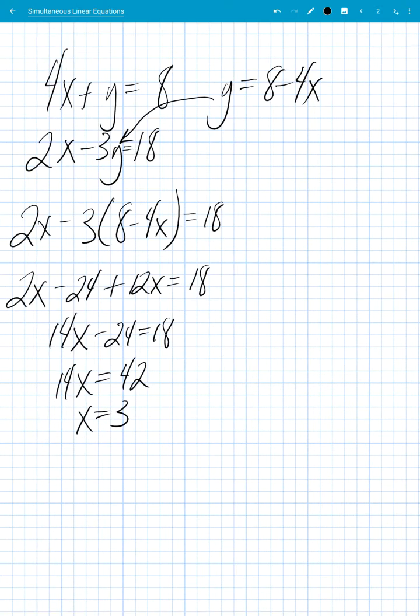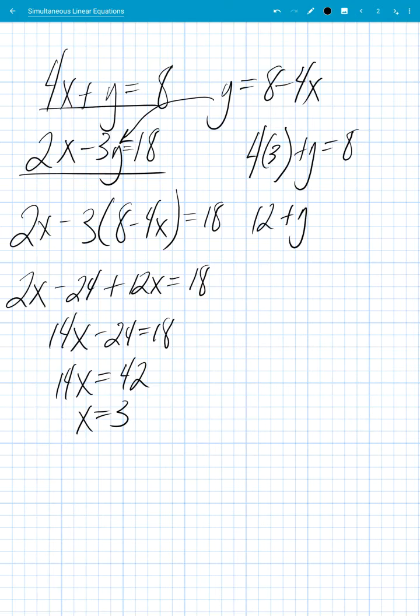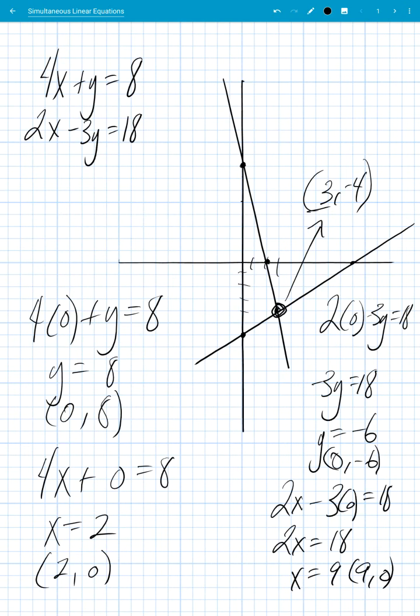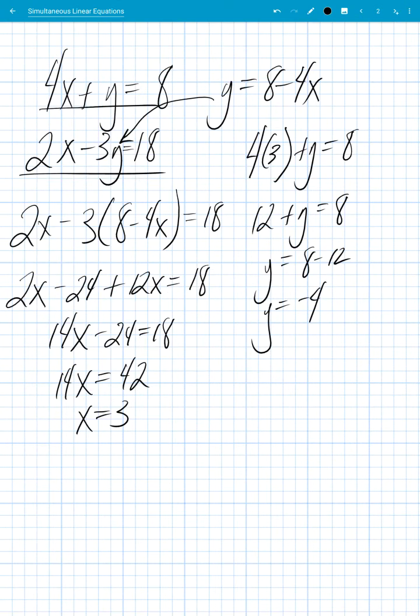I need to see what y is, and I can plug the x back into either equation. It doesn't matter, this one or this one. I'll plug it back into the first one. That's simple enough. If I do that, I get 4 times 3 plus y equals 8. And now this gives me 12 plus y equals 8. Y is equal to 8 minus 12. Y is equal to negative 4. And that is what my graph told me, negative 4. So I got that through this method as well, which is good.